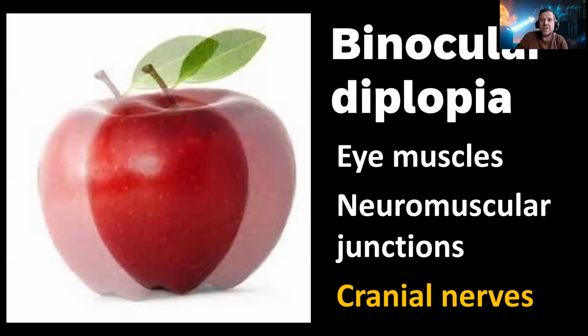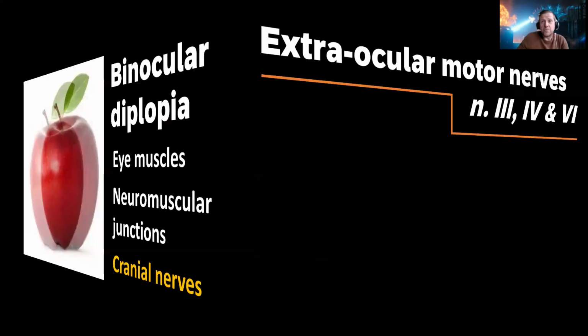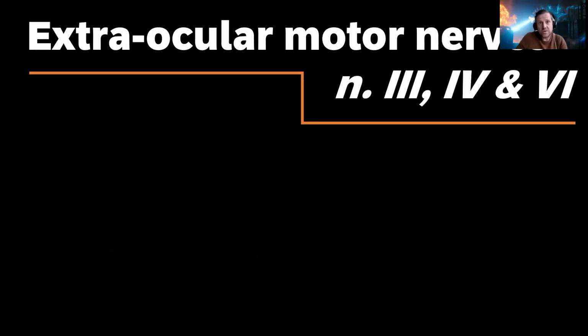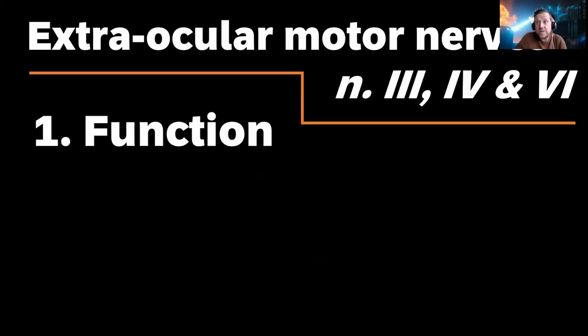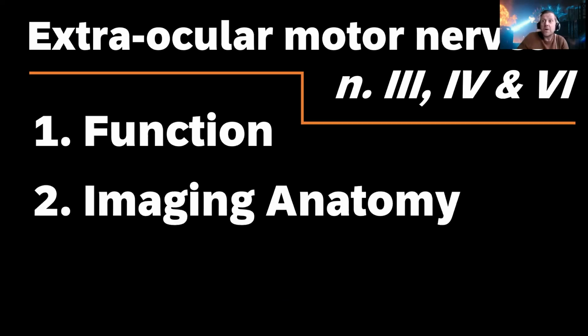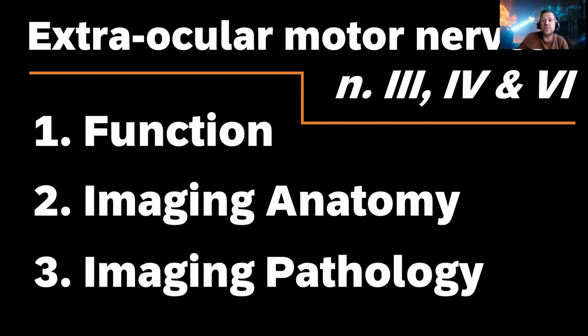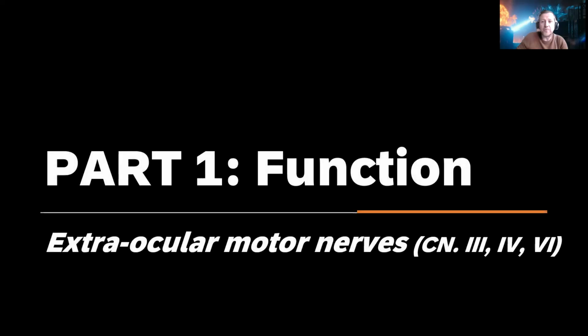And I divided this presentation in 3 parts. So we're going to start with a very short discussion on the function of the 3 extraocular motor nerves. Then I'm going to illustrate the anatomy of the extraocular motor nerves on imaging studies, and finally we're going to look at a lot of pathological cases, and I'm going to teach you how to approach a patient with diplopia on imaging studies as to not miss any lesions and come to a correct diagnosis. Let's start with the function of the extraocular motor nerves.